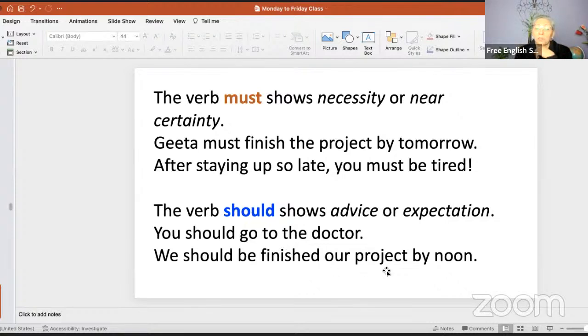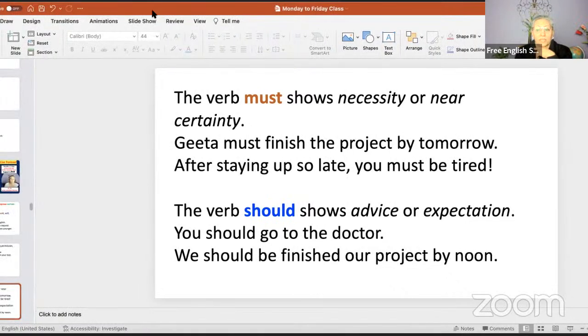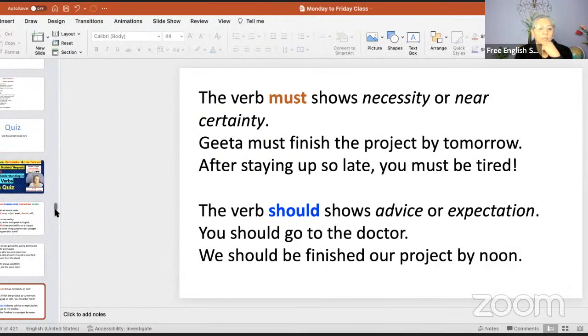We should be finished our project by noon. So this is what? Expectation. The second one is expectation. And the first sentence is advice. But there is a more stress about it, right? But not like must. Must is extreme, the degree.